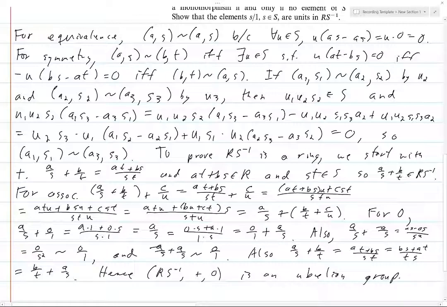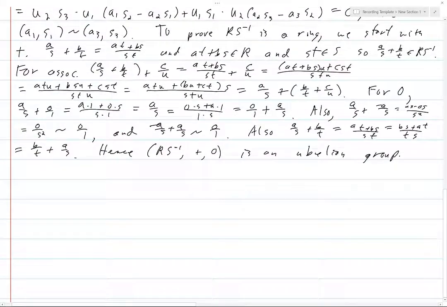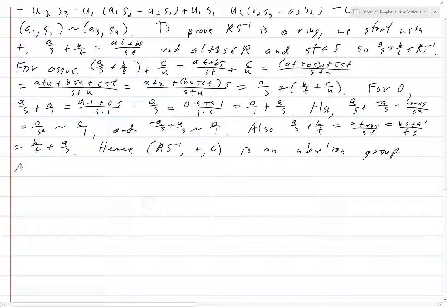All right, so next we move on to multiplication. A over S times B over T equals AB over ST, which is in S inverse R.